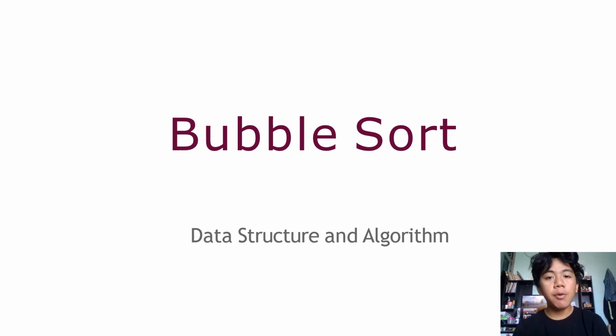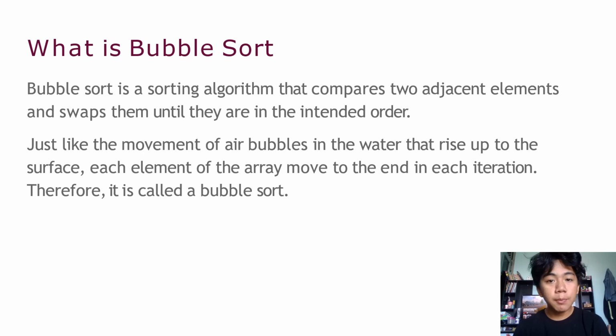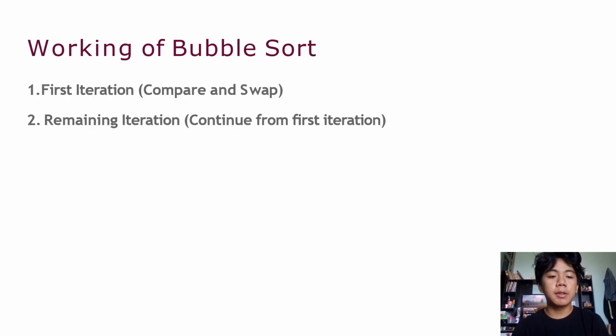The second one, I will explain about bubble sort in data structure and algorithm. What is bubble sort? Bubble sort is a sorting algorithm that compares two adjacent elements and swaps them until they are in the intended order. Just like the movement of air bubbles in the water that rise up to the surface, each element of the array moves to the end in each iteration. Therefore, it is called bubble sort.